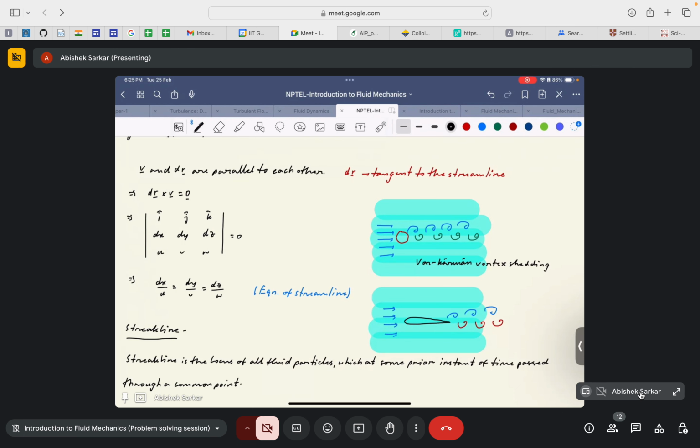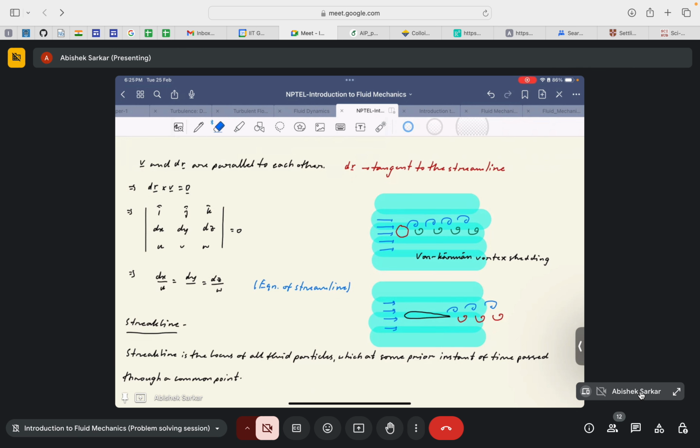and that is equal to dz by w. So that's the equation for a streamline.